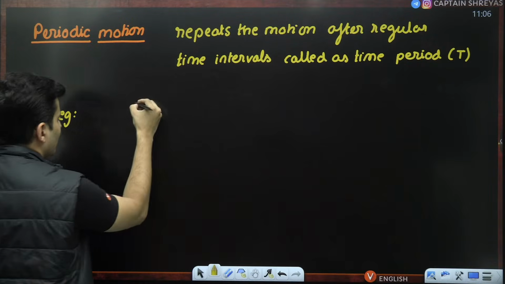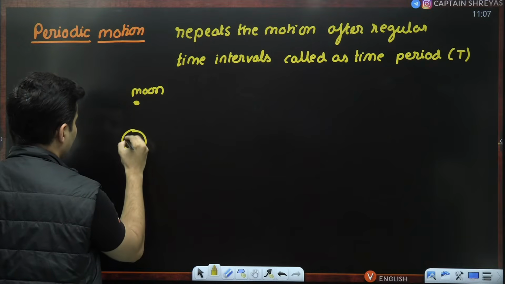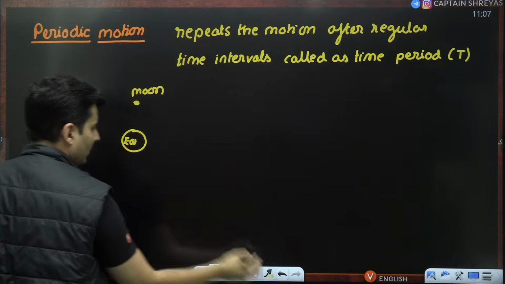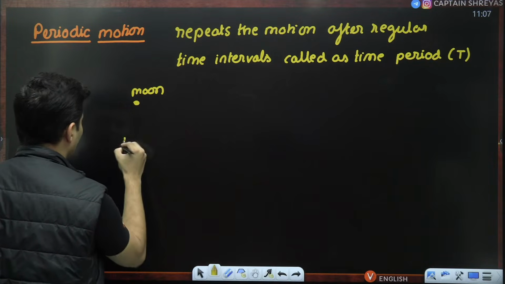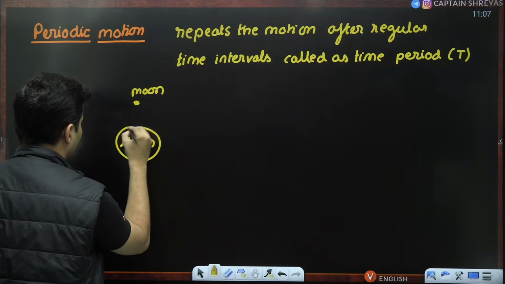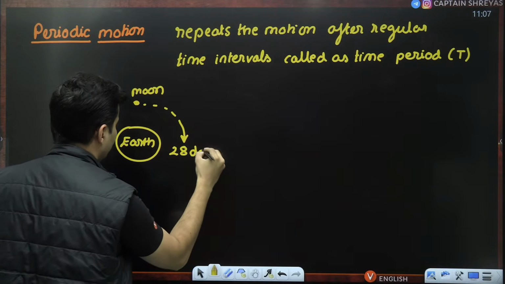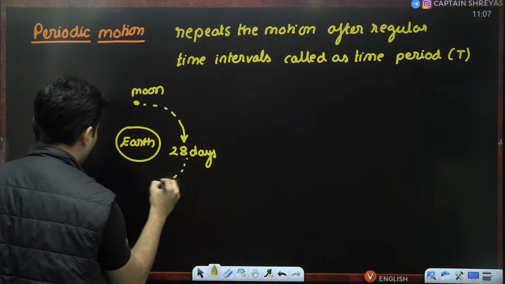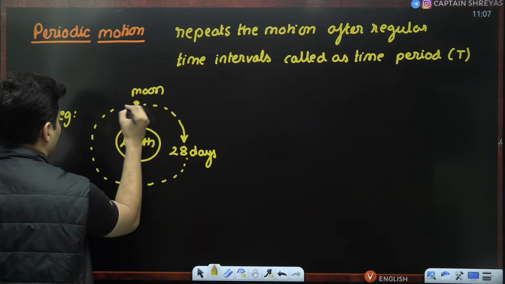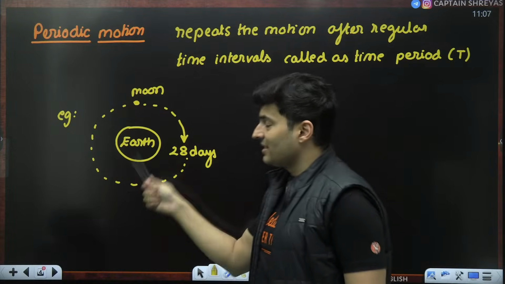I'll give you some examples of periodic motion. Imagine you are talking about the moon. The moon goes around the earth in every 28 days. It repeats whatever it is doing. All the phases of the moon will repeat. Now, this periodic motion is also a circular motion.